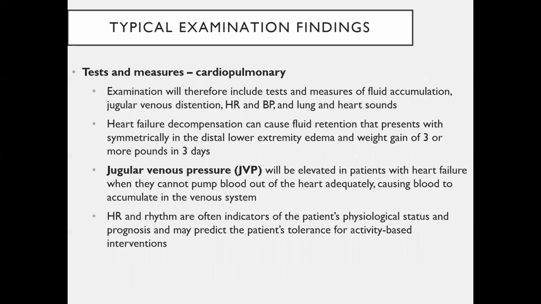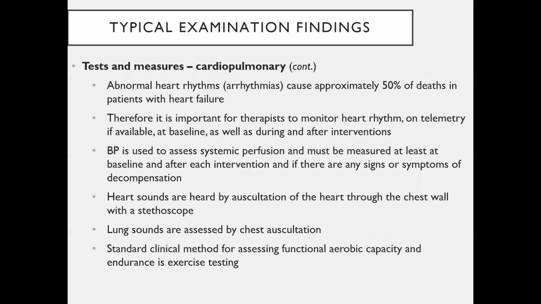Jugular venous pressure will be elevated in patients with heart failure because they cannot pump blood out of the heart adequately, thus causing blood to accumulate in that venous system. Heart rate and rhythm are often indicators of patients' physiological status and prognosis, right? We're going to listen to the heart and hear what it sounds like.